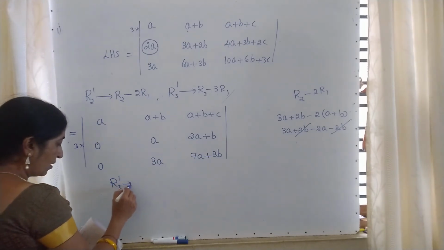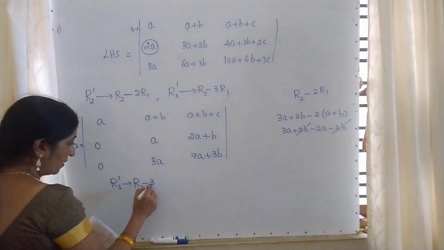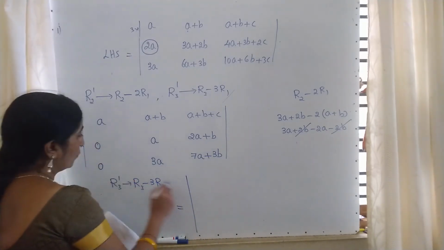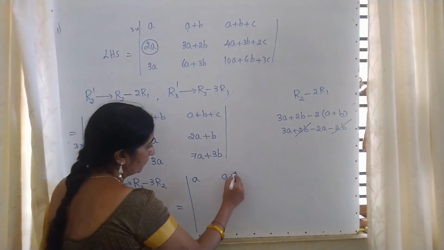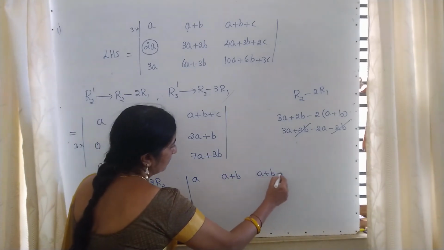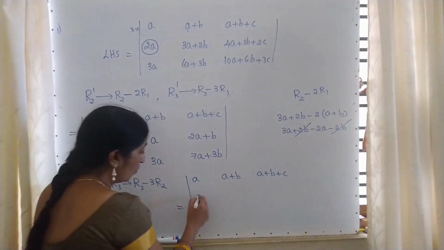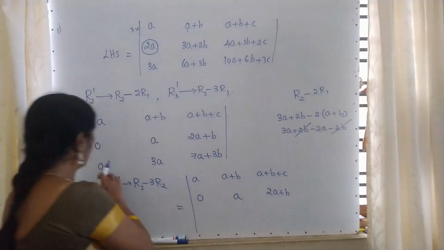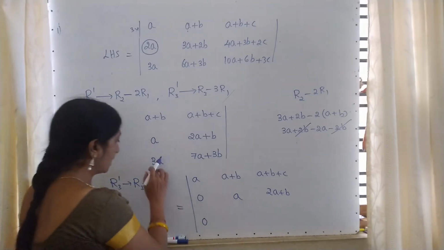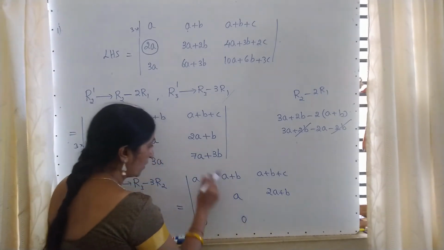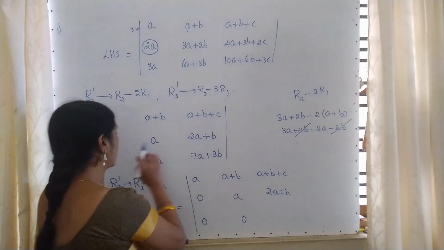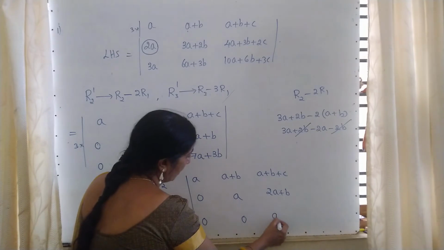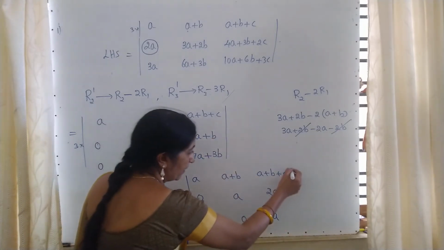R3 dash is R3 minus 3 into R2. I am writing here. So first row as it is, second row also as it is, then 0 minus 0, next 3A minus 3A, 0, 7A minus 6A because we are multiplying with 3, so A, 3B minus 3B, 0.